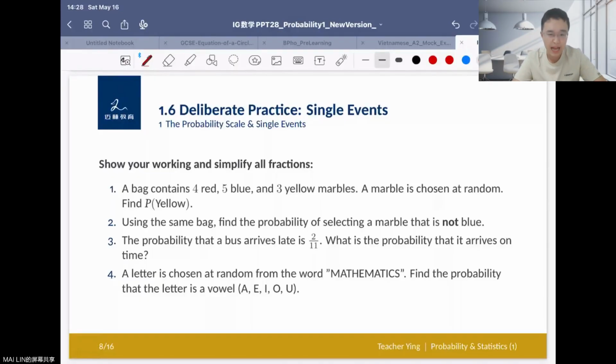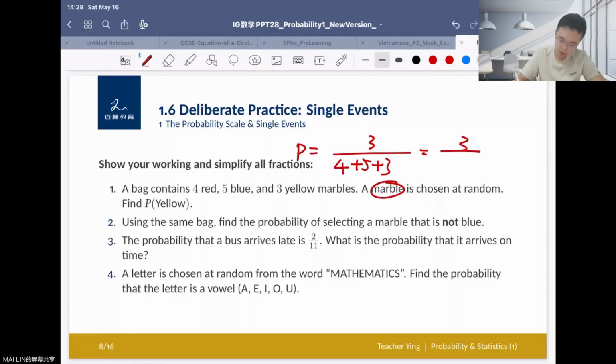A bag contains 4 red, 5 blue, and 3 yellow marbles. A marble is chosen at random, and we find the probability that a yellow one is chosen. There are only 3 successful outcomes, and the total number of marbles is 4 plus 5 plus 3. So the probability is 3 over 4 plus 5, which is 9, plus 3 is 12. That is 3 over 12, which is 1/4, the probability for a yellow marble.